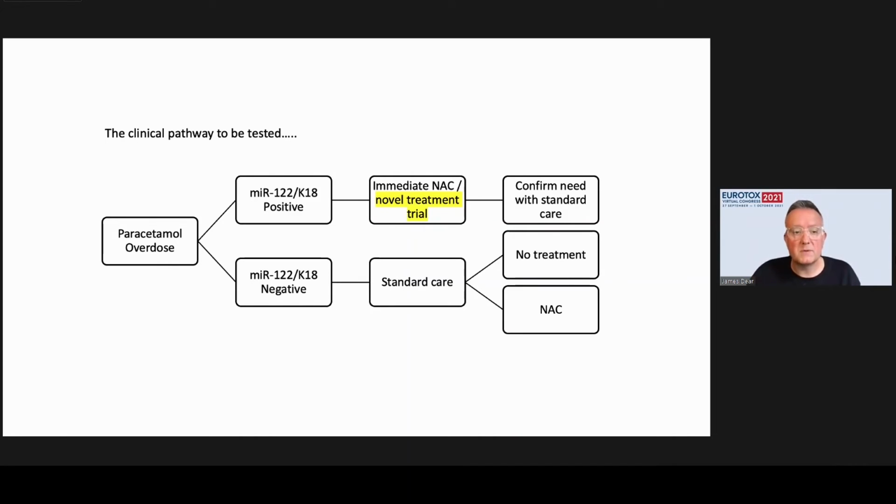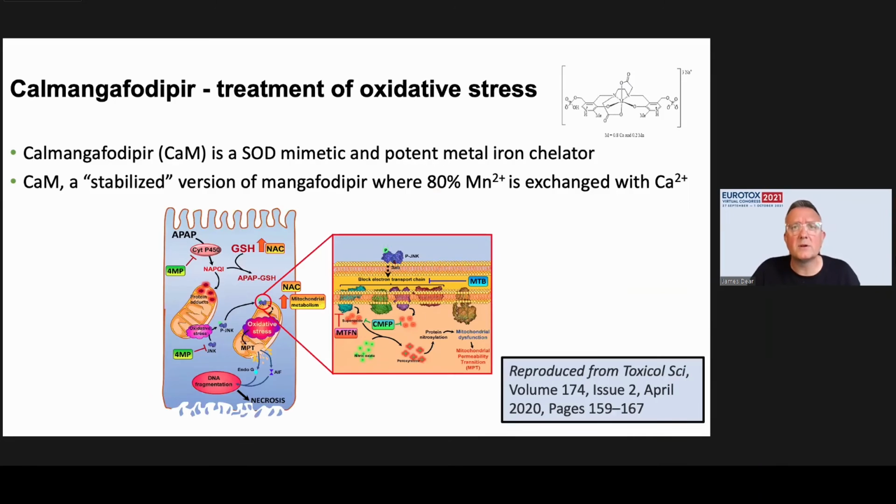One of the simple things we can do is start NAC immediately. Remember, NAC is optimally effective if it's started within 8 hours. But it also allows us to do novel clinical trials and identify a high-risk group to be given novel therapy, to do precision medicine. And briefly, one of the drugs we're developing, I'm not going to dwell on this, is a drug called calmangafodipir. It's a mouthful, particularly after I've had some dental work done this morning. But essentially, it's an antioxidative stress drug.